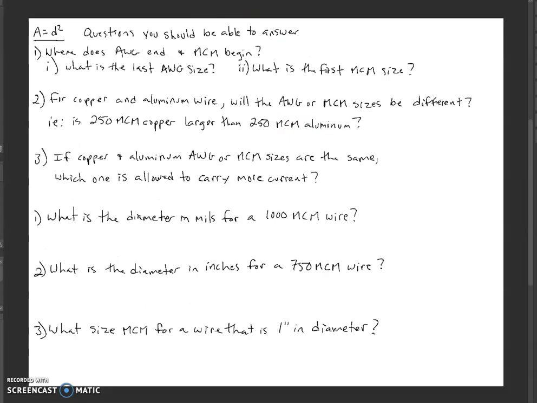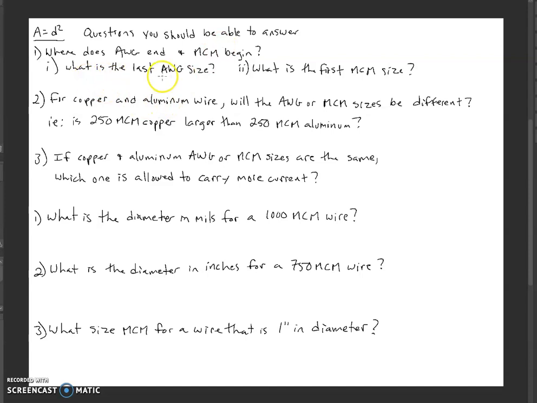So here's a few questions you should be able to answer. We talked about this in class, and sort of how everything is relative. So where does AWG end and MCM begin? I've got the answers coming up. Just pause the video, write these down or whatever, and then I'll put up the answers. So where does AWG end and MCM begin?